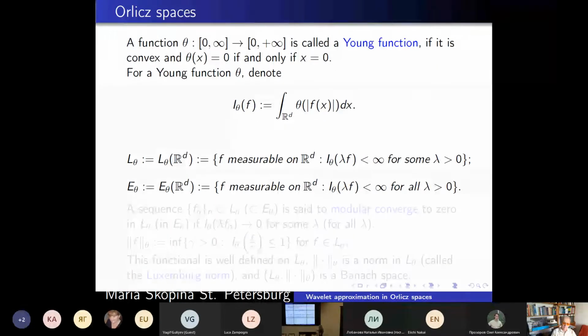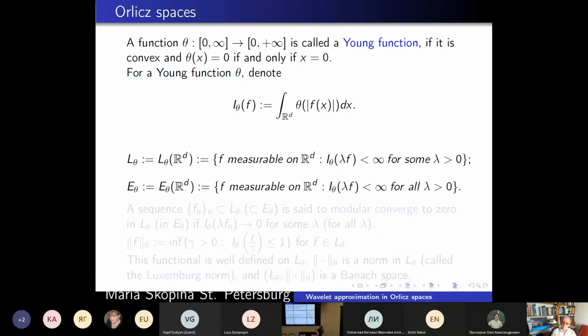Now I'm going to approximate an Orlicz space, and this is my first travel to this topic, Orlicz space. Maybe not everybody touched this. I will give all necessary information. Orlicz space is associated with a function theta.